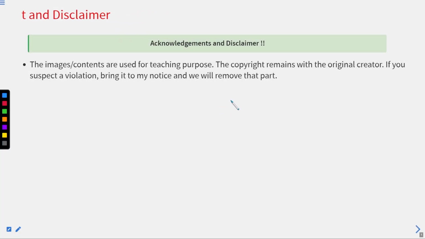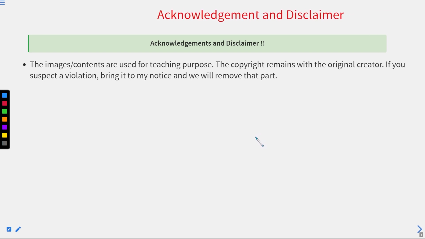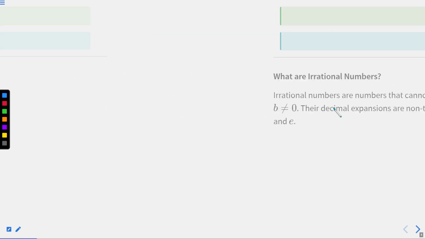So in today's lecture, we will first recall some definitions of rational numbers and irrational numbers, and also recall how we can locate an irrational number on the number line. Then we'll discuss an important theorem based on the fundamental theorem of arithmetic, and then we'll prove how to show root 2, root 3, root 4 are irrational numbers. So let's get started.